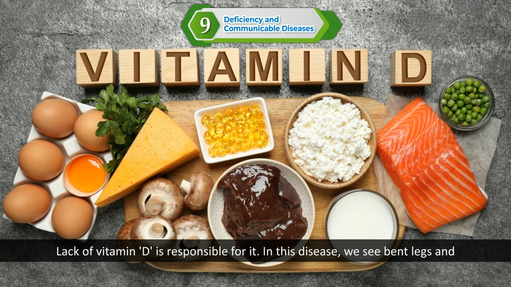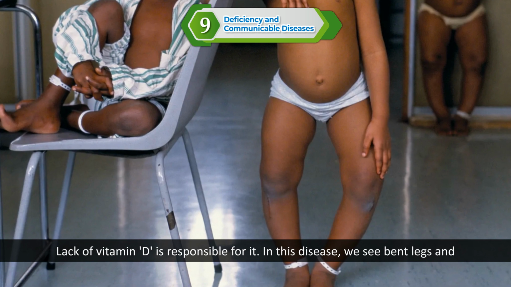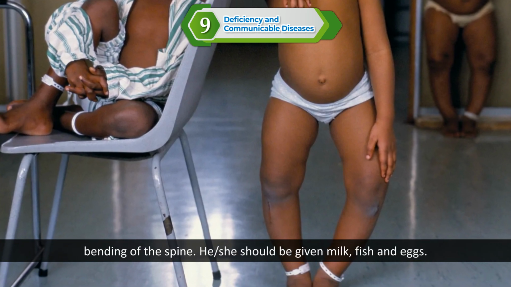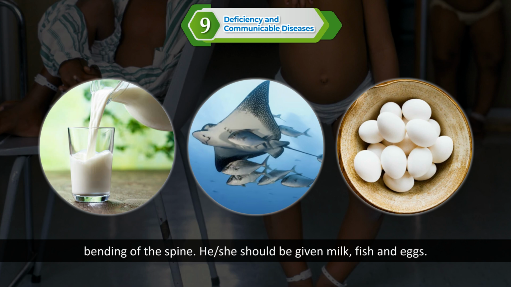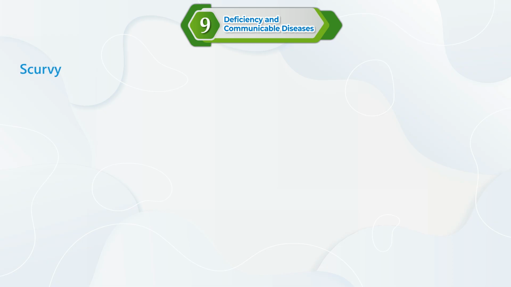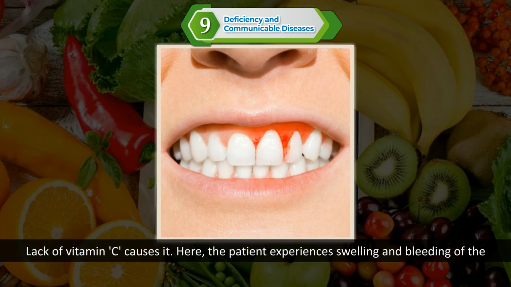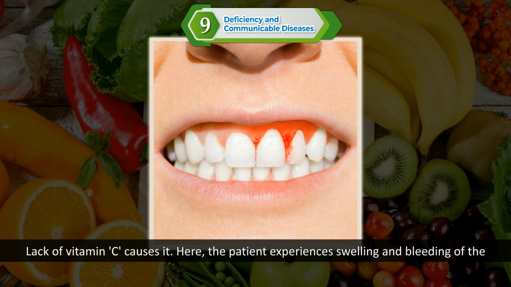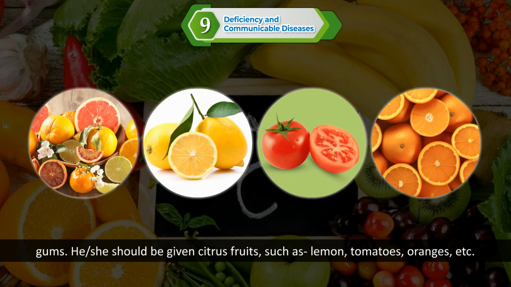Rickets. Lack of vitamin D is responsible for it. In this disease, we see bent legs and bending of the spine. He or she should be given milk, fish and eggs. Scurvy. Lack of vitamin C causes it. Here the patient experiences swelling and bleeding of the gums. He or she should be given citrus fruits such as lemon, tomatoes, oranges, etc.